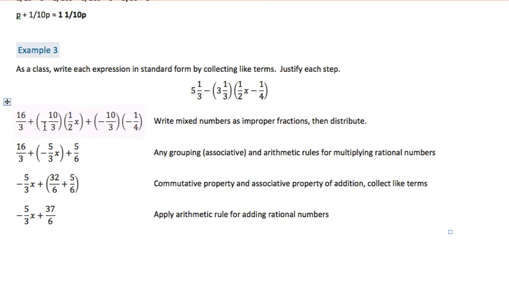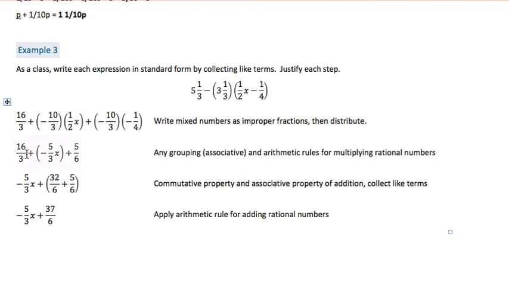Our next step then would be to multiply the two terms that are being multiplied, because multiplication happens first. And negative 10/3 times 1/2 x will give us negative 5/3 x. Unsimplified, it would have been negative 10/6 x. We simplified it. And then negative 10/3 times negative 1/4 is positive 10/12, which we simplified to 5/6.